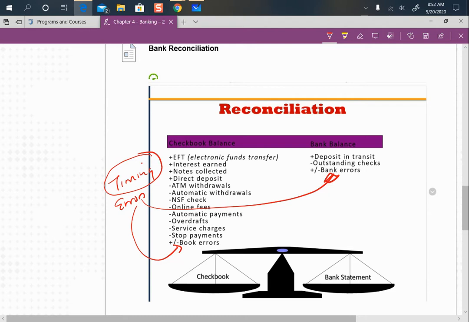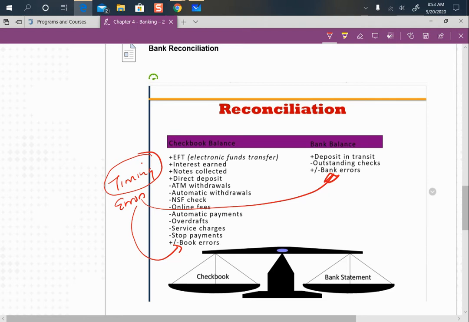And you have to remember there will be some transactions that appear on one end and do not appear on the other end. So they will appear on the bank balance side, but do not appear on the checkbook balance. There will also be other transactions that will appear on the checkbook balance side, but will not appear on the bank balance side, right? And again, the reason is because of those timing differences, right? And because of that, we need to trace those transactions.